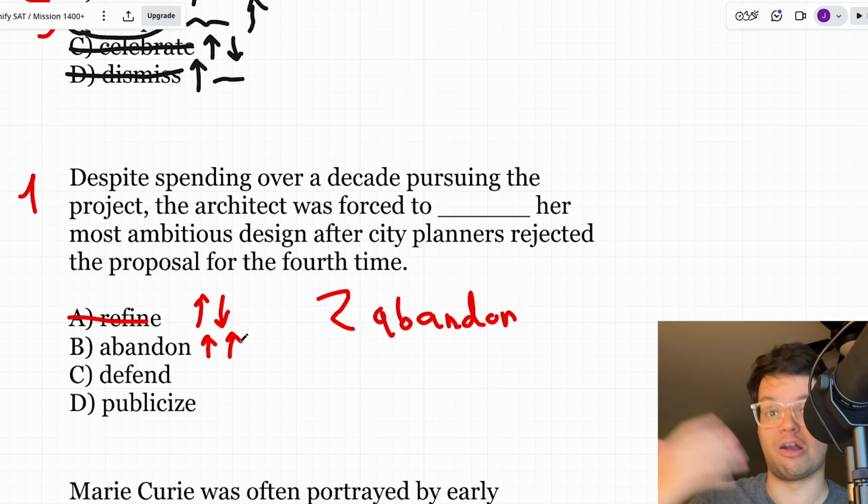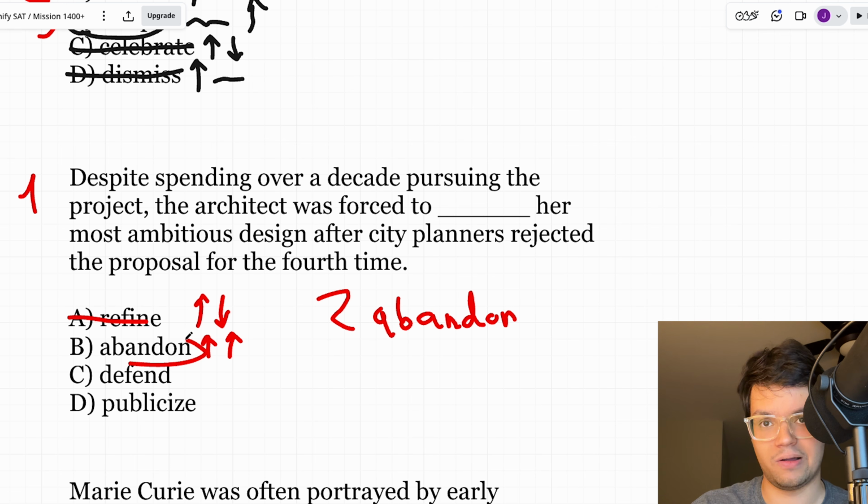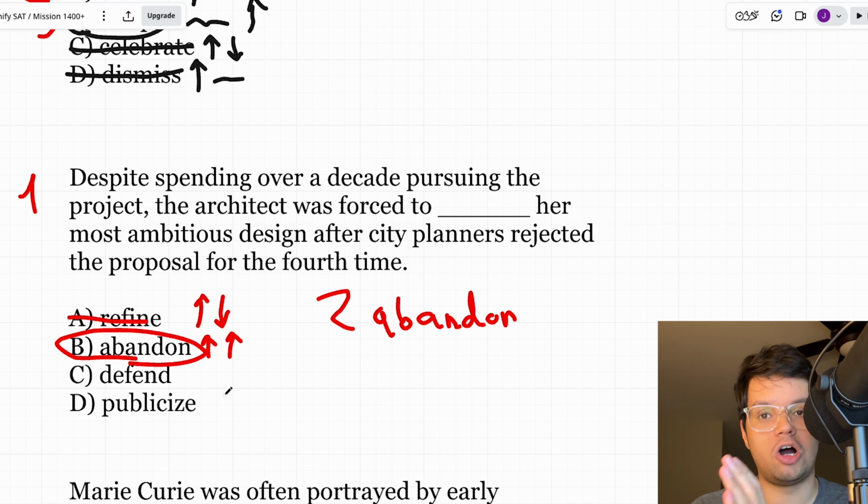Because abandon means like get rid of something, get rid of your ideas, etc. Defend and publicize, I may have a strong confidence on those, but both of them just don't really seem right as well. Same kind of thing, they don't match the passage.